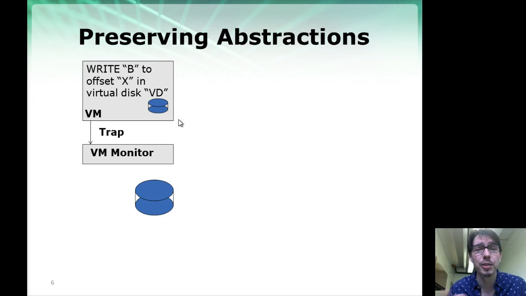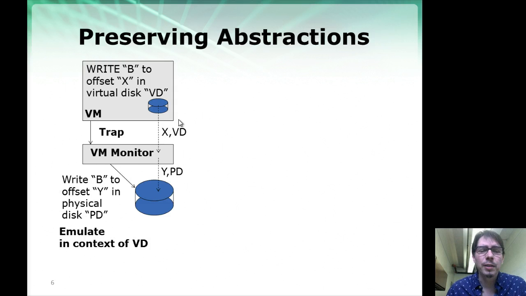So what happens is this is a privileged operation. You're trying to change the value of a shared resource, which is your disk storage. That's going to be trapped and emulated by the virtual machine monitor. The virtual machine monitor will find a way to map the offset in the physical disk that corresponds to the offset X in the virtual disk. So there's a mapping from offset X in virtual disk VD to offset Y in the physical disk PD. The data is eventually written to that offset in the physical disk, and in that process the writing of B to offset X in virtual disk VD is emulated.